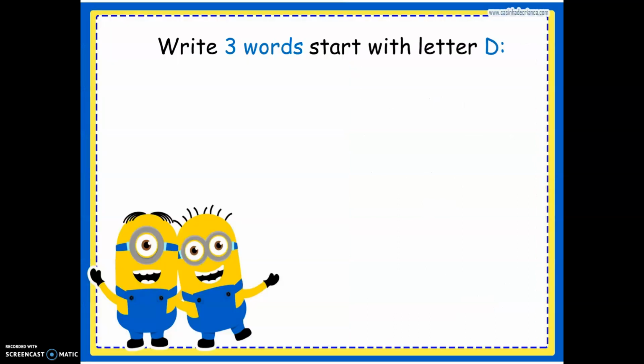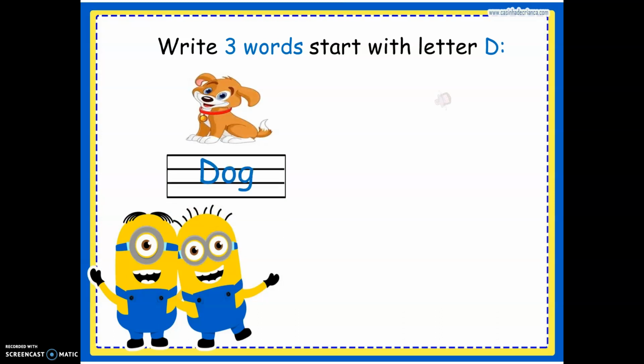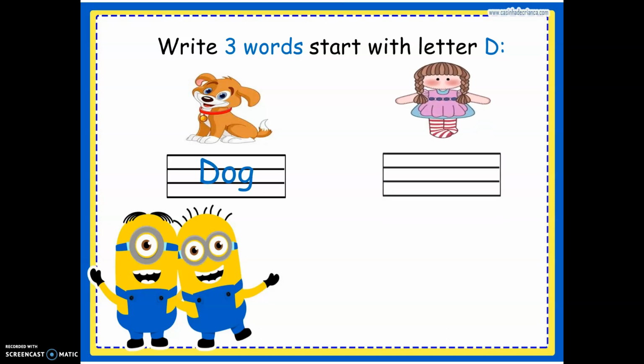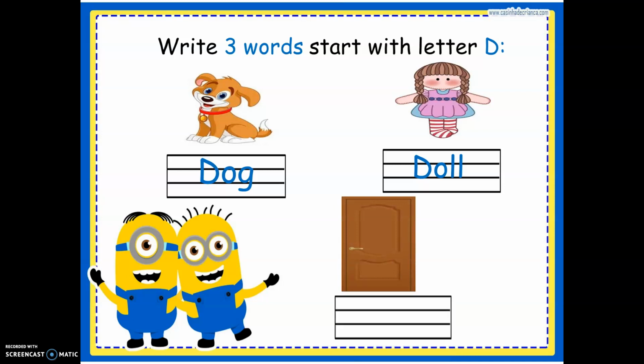Then write three words. Start with letter D. Number one, dog. D-O-G. Two, doll. D-O-double-L. Three, door. D-double-O-R. Now we have dog, doll, and door. These are three words. Start with letter D.